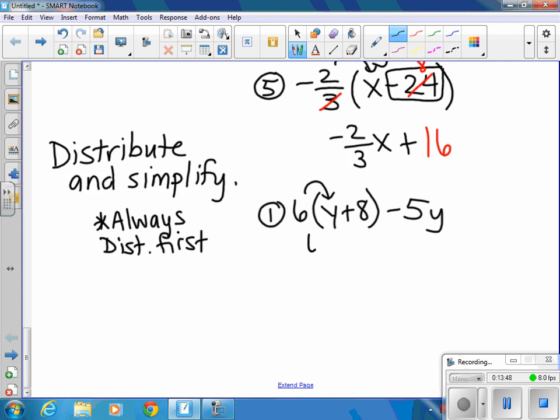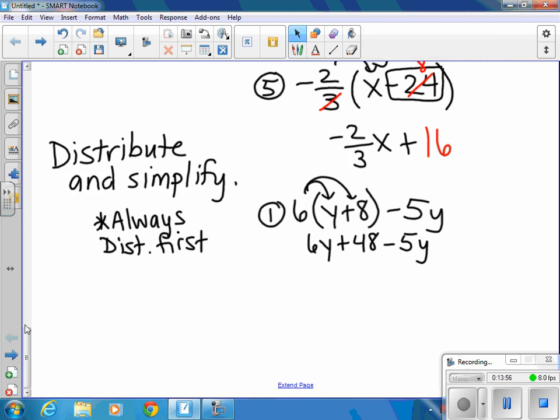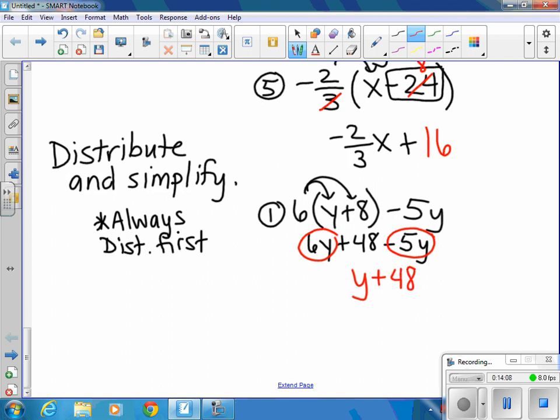6 times y is 6y. 6 times positive 8 is positive 48. And then slide the minus 5y down. Now you can combine the like terms that you have. We have two terms that have a y in them. So 6y minus 5y turns into 1y. Again, you can put the 1 if you want to, or you can just leave it invisible like I have. Nobody goes with the 48, so it's just plus 48 in the back. So y plus 48 is your simplified answer from what you started with.